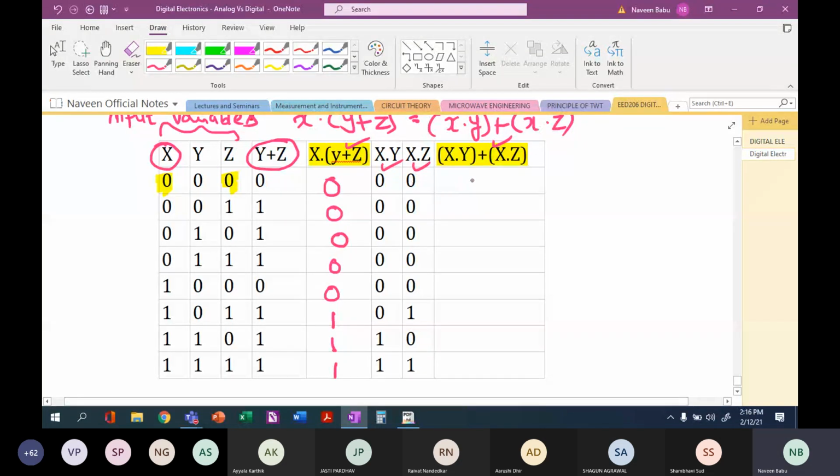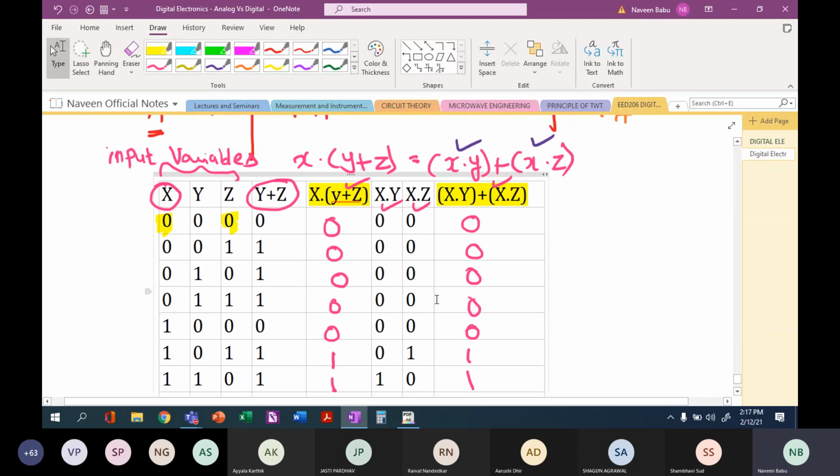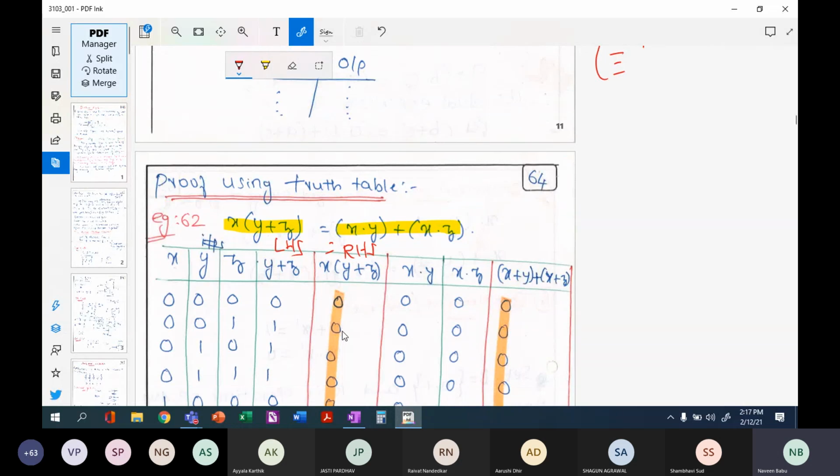What is 0 plus 0? 0, 0, 0, 0 here, 0 here. 0 plus 1 is 1, 1 and 1. Now compare these two columns, both are the same. So this is one way of proving your Boolean expressions. We are trying to prove that left hand side is equal to right hand side. This is one way of proving using a truth table.